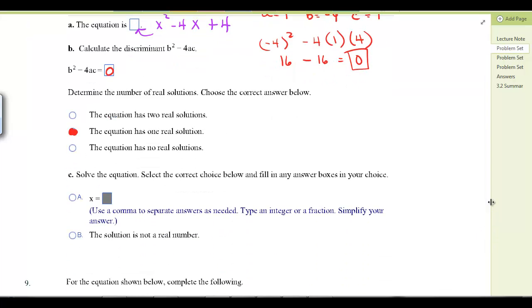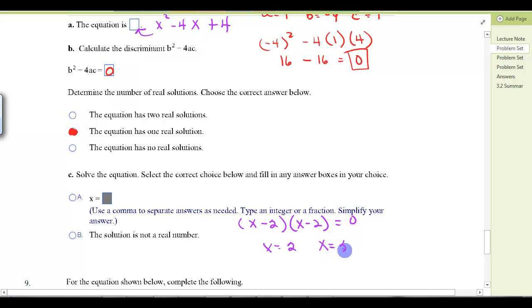Solve the equation. All right, so now we're going to need to solve this. That does factor. So x equals 2, x equals 2. That's a repeated root, and that makes sense because our discriminant told us we had one solution. So it's repeated, and we would choose here and put 2 in the box.